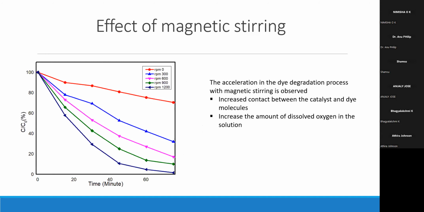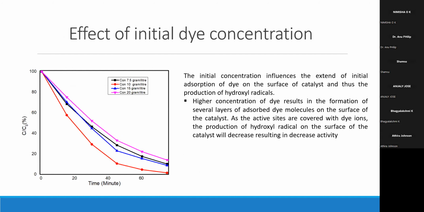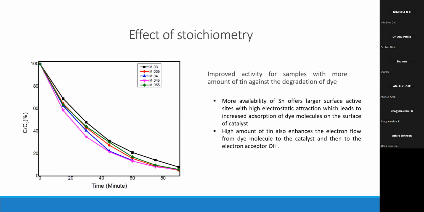The increase in catalytic activity due to magnetic stirring is due to the increased contact between the catalyst and the dye molecule, and also due to the increased amount of dissolved oxygen in the solution. We found that there is an optimum concentration of dye for maximum dye degradation, and an increase in catalytic activity was exhibited by the samples with more tin. This is due to the increased absorption and the enhancement in electron exchange.